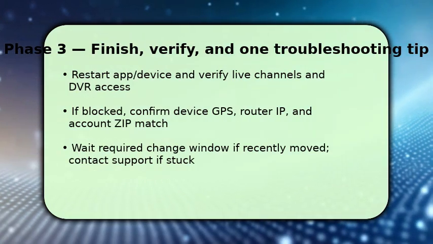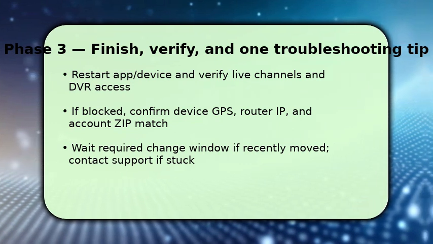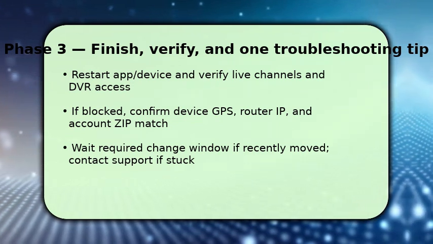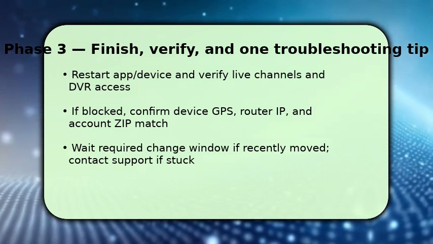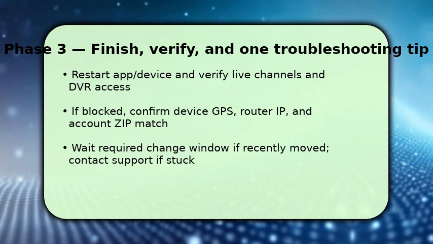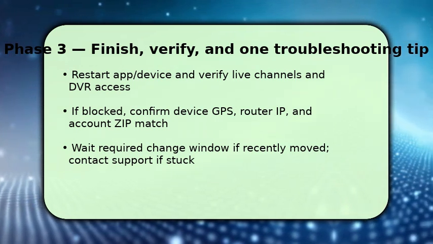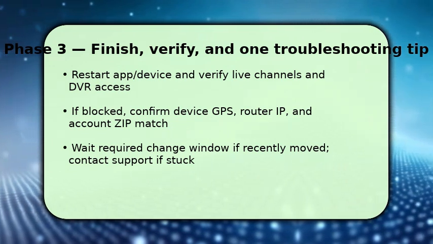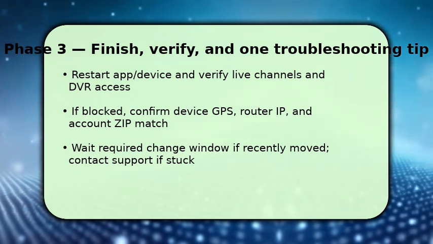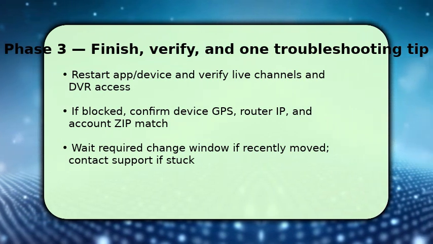If local channels don't appear, check that your router's public IP and the device GPS reflect the new area. Mismatches often block updates. Also confirm you haven't exceeded the frequency limit for home area changes. If you did, you must wait the required period. If problems persist despite matching ZIP, GPS, and IP, contact YouTube TV.